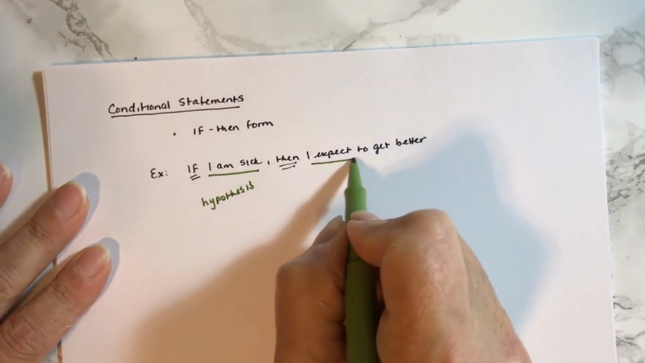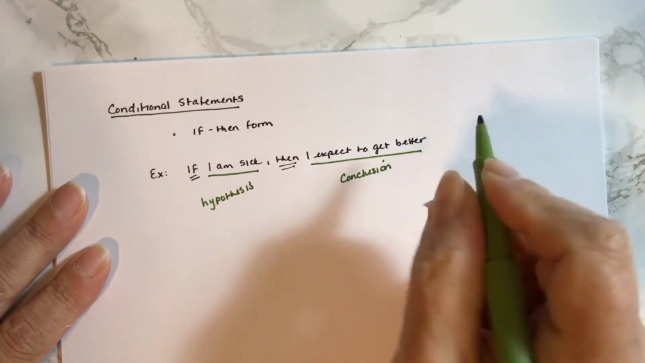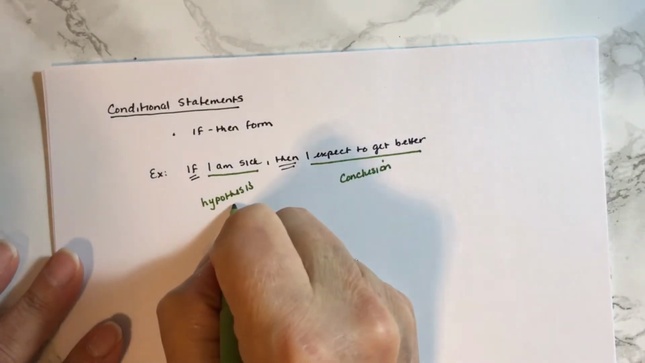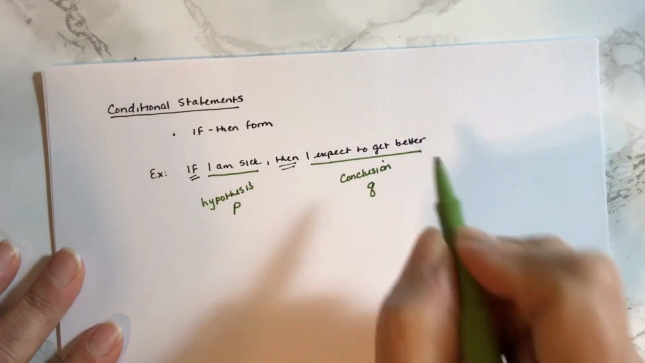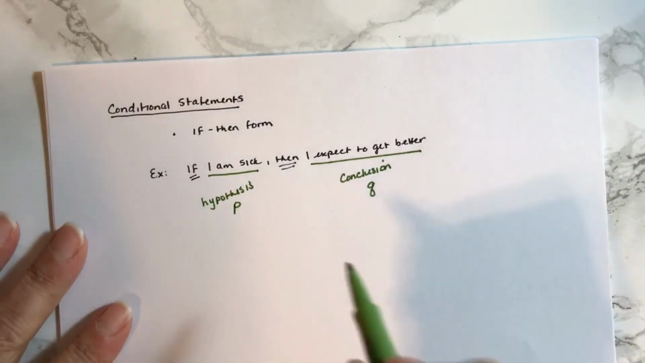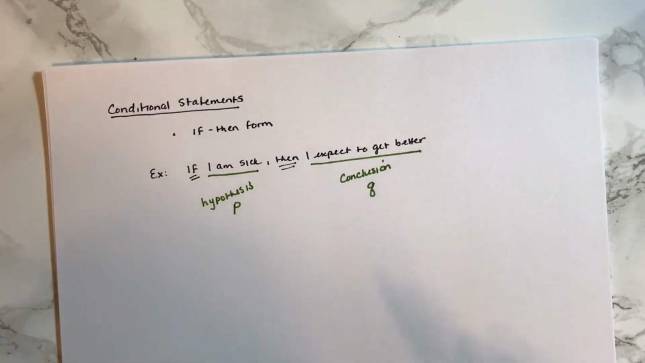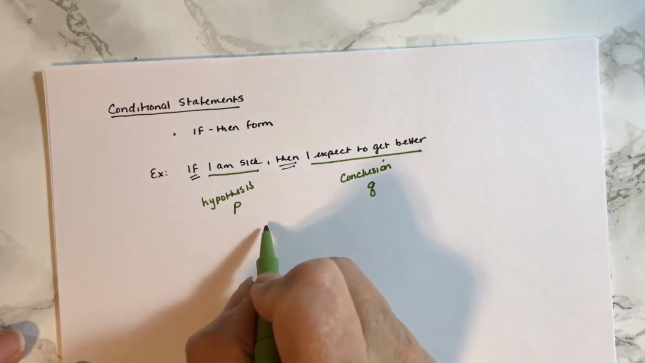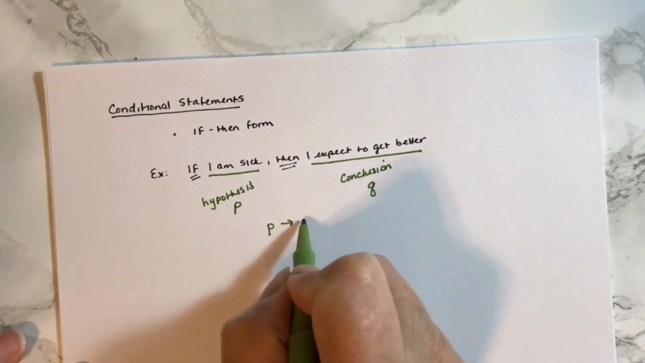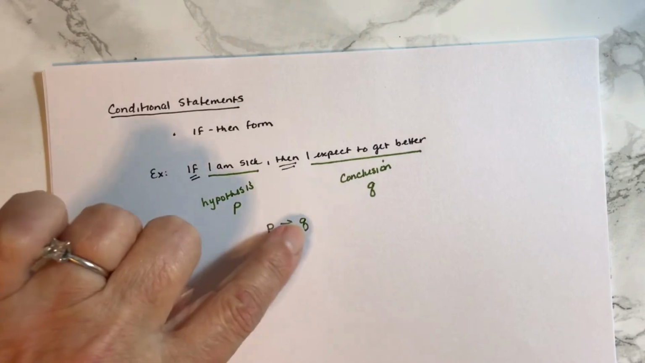And the part of the statement after the word then is called the conclusion. And we usually denote the hypothesis with the letter P and the conclusion with the letter Q. All right? It doesn't contain the word and, and it doesn't contain the word or. What we do in this case is say if P, then Q. All right, so we use a one-sided arrow to denote a conditional statement. Okay, if this happens, then that must happen.